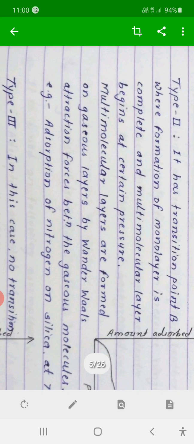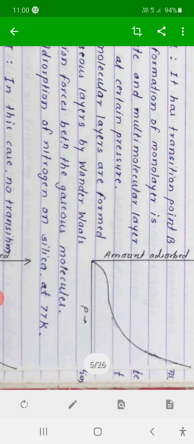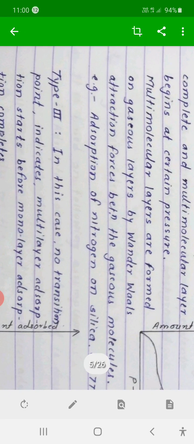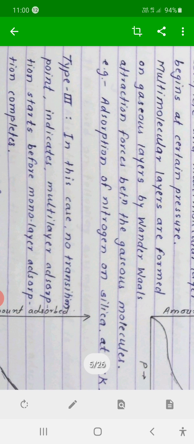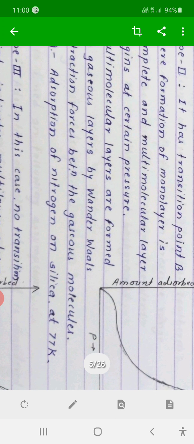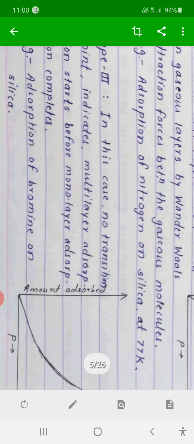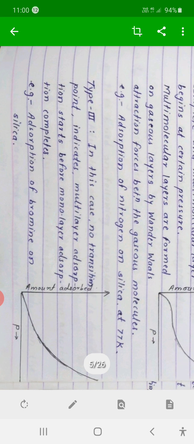because of multilayer formation. That is, in this type 2 isotherm, transition point B, where formation of monolayer is completed, and multilayer then begins after certain pressure. Multilayers are formed on gaseous layers by van der Waals attraction forces between gaseous molecules. Example of this is adsorption of nitrogen on silica at 77 Kelvin.